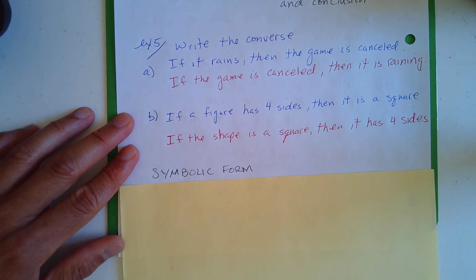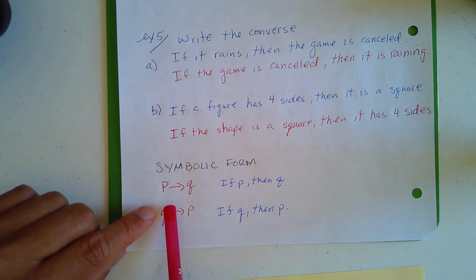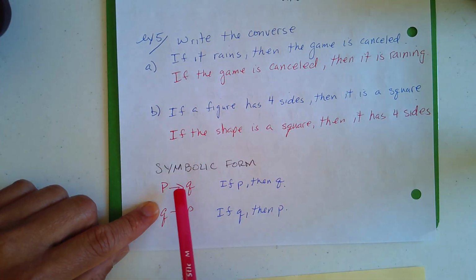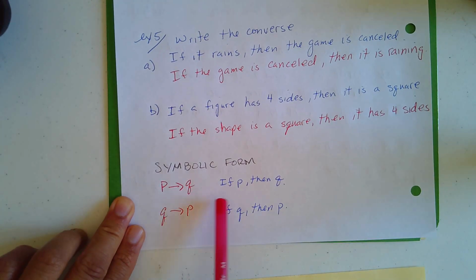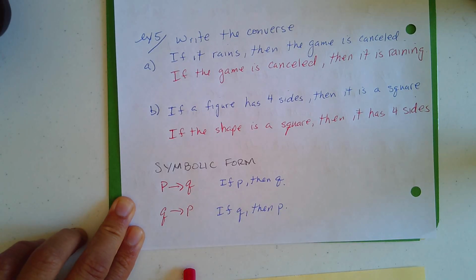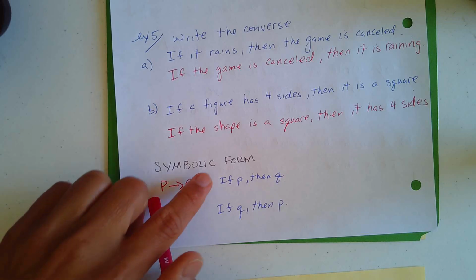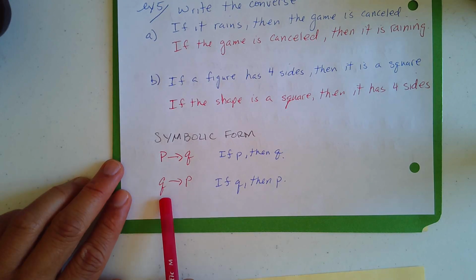Last thing we're going to talk about today is symbolic form. Symbolic form just means instead of having the words "it rains" and then the words "then the game is canceled," they're just going to use P and Q. So this symbolic form means if P then Q. So if P then Q, then this is the converse. So if this is the conditional statement, this is the converse, because we switched. Again, we switched. So if P then Q, this is if Q then P.